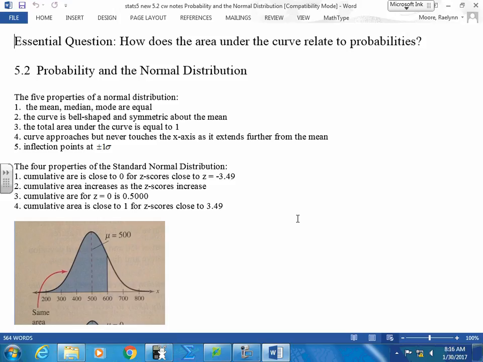Could I get a z-score of negative 890? Absolutely. Is it very unusual? Extremely unusual, but it can happen. This is the part we're going to here now, the normal curve. The mean, the median, the mode will be at the middle. The curve is bell-shaped. The area is equal to 1. The curve never, never, never touches the x-axis. And the inflection points are at plus or minus 1.